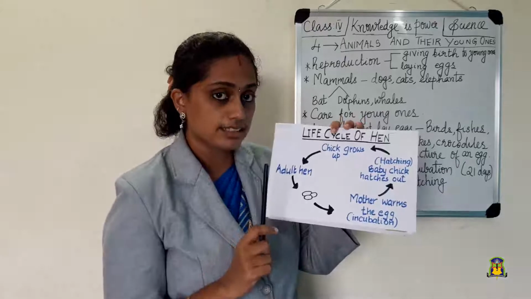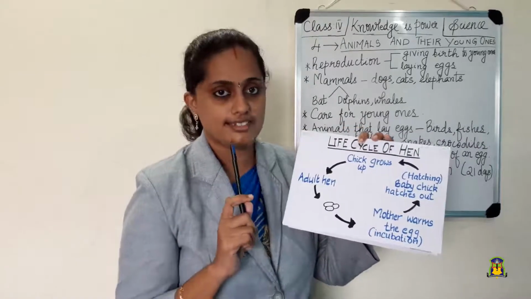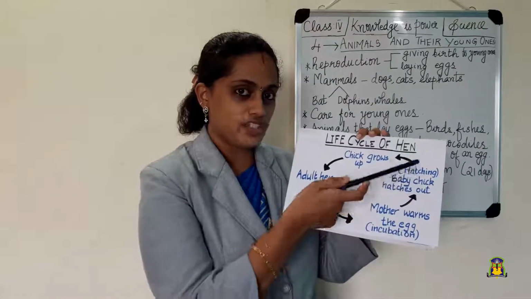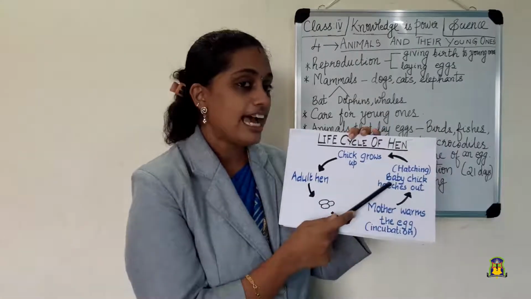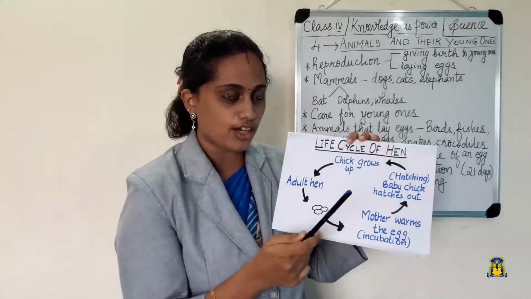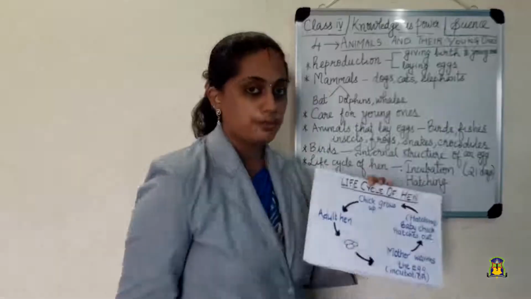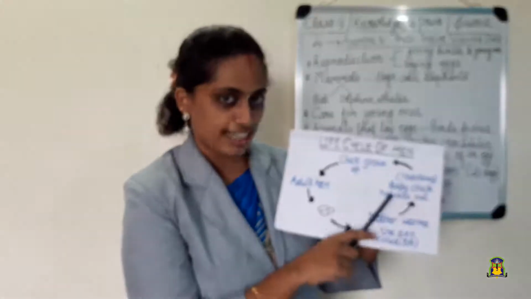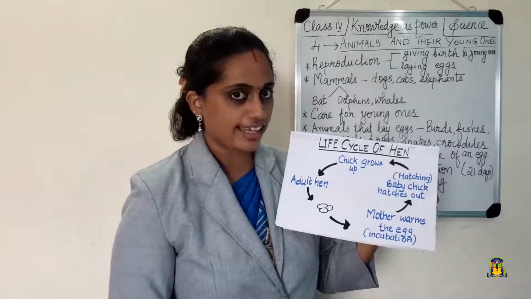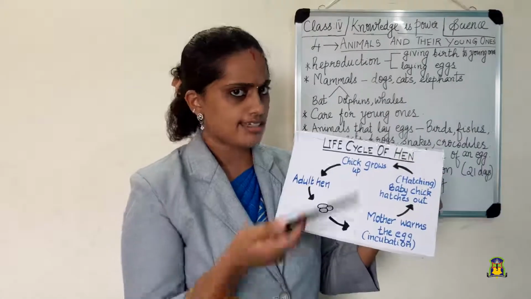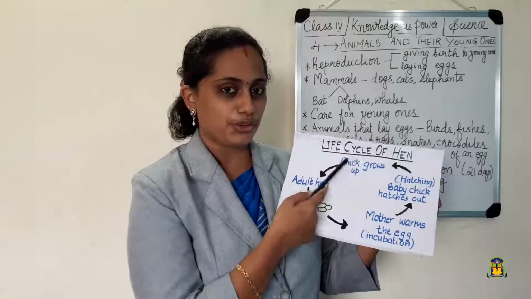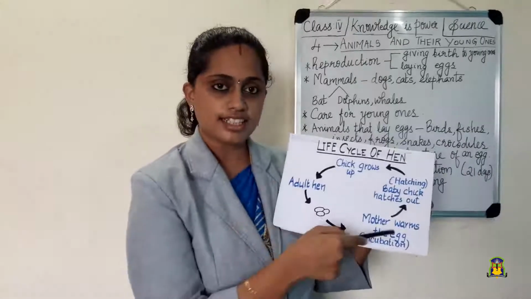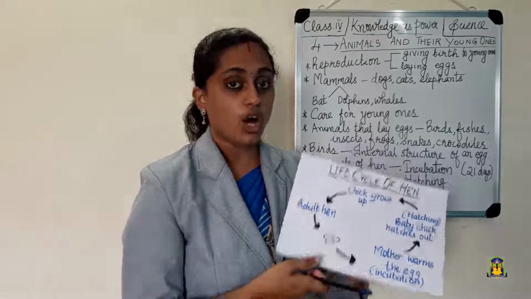So how many days will the mother be sitting, do you know? For 21 days. So after those 21 days, what will happen? Yes, the baby chick will come out. The baby chick hatches out. What is that process called? Hatching. The process by which the baby chick comes out is called hatching. After that, the chick will grow, and it will become an adult hen. So this is the entire life cycle of a hen.